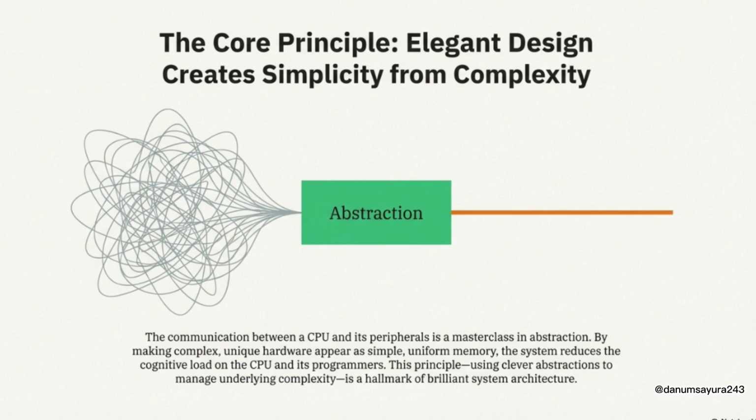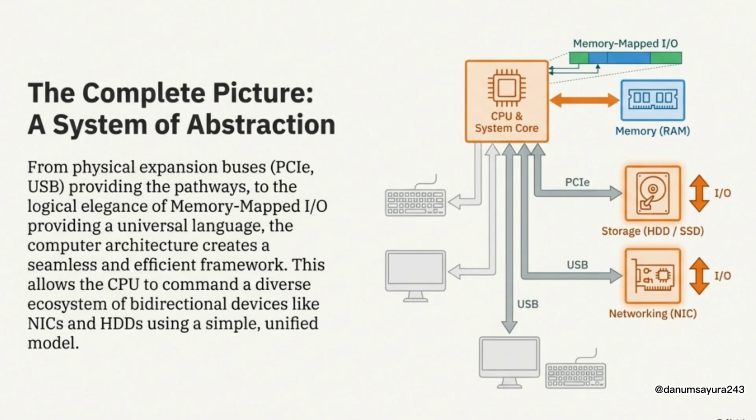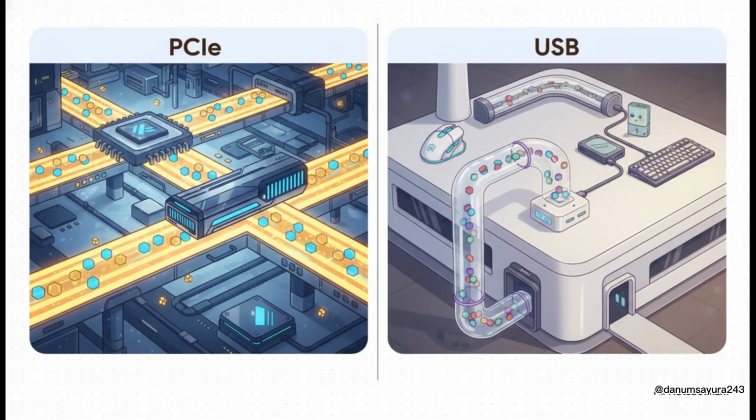Now, once that signal gets inside, it's not just floating around in there. Nope, it immediately gets whisked away onto these super fast digital highways. The techie term for them is expansion buses, but just think of them as the main transit system, the freeways that carry all the information to and from the computer's brain. So, you've got a couple of different kinds of these highways.